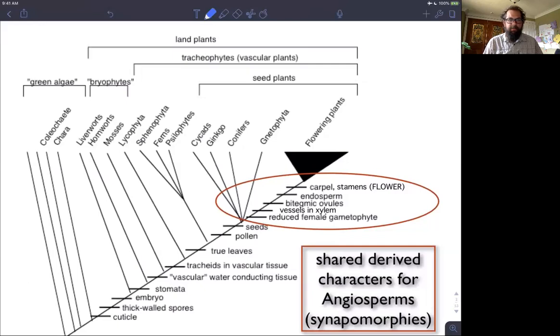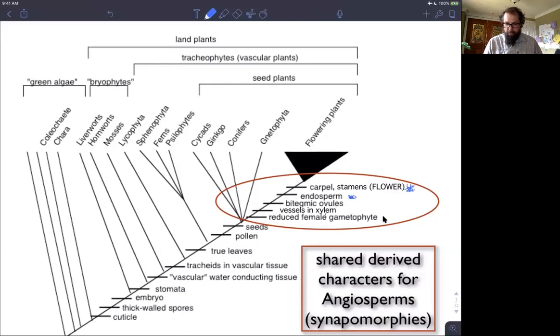We've seen this ranging from the green algal ancestors through our evolution of land plants and all of the traits that we've talked about through this section of the course. And I've circled here the 5 synapomorphies for angiosperms. You'll notice that 4 of these are reproductive, and are synapomorphies, shared derived characters in the reproductive system. One of those being the evolution of the flower, and specifically the evolution of the carpel and stamens, and we'll talk about what those are.